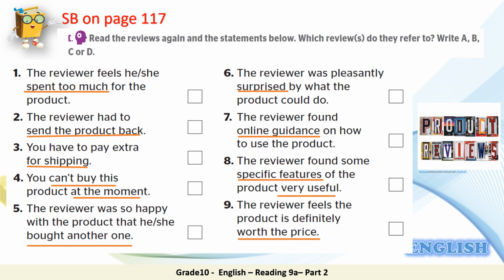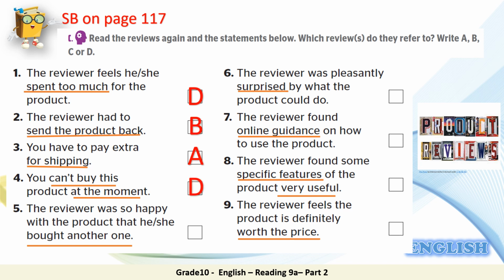It's time to correct. Statement number 1. Focus on the underlined word. Who is the customer who felt that he spent too much money? Excellent. You should have answered D, the video gamer. What about the second? Who had to send the product back? He was dissatisfied. Excellent. It was the smartphone buyer, B. And which one had to pay extra money for the shipping? Absolutely, it was the fitness tracker reviewer. Number 4 now. You can't buy this product at the moment. Very good. It was D.